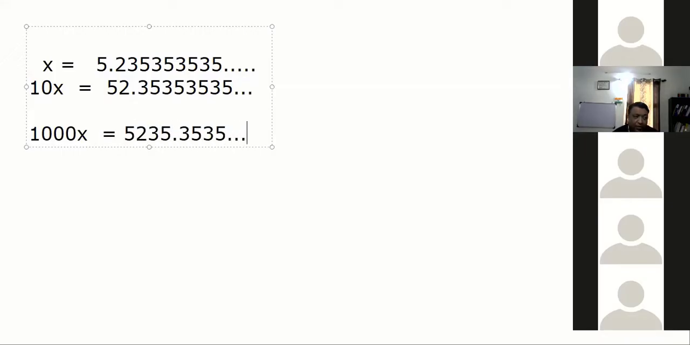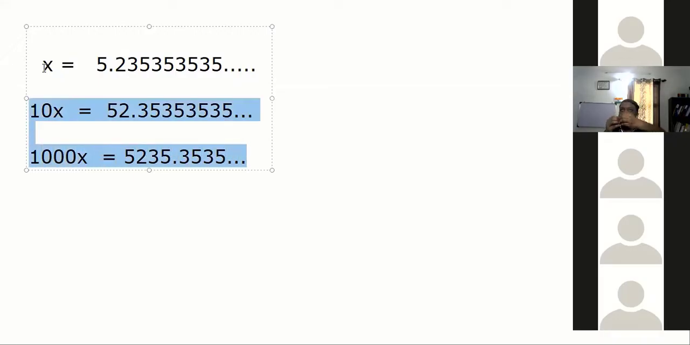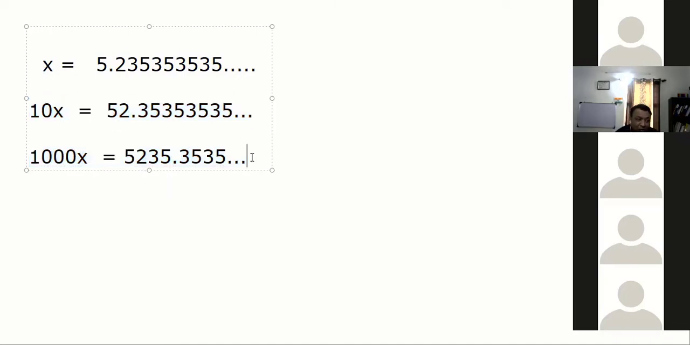5235.3535. So I multiply this one. This is my original, this is my question now. I multiply 100 because there are 2 digits repeating. Now we'll take the difference of these two equations because their patterns are the same. The objective is that the numbers after the decimal all get cancelled out. That is the main objective. So we'll subtract these two. 1000 minus 10, 990.